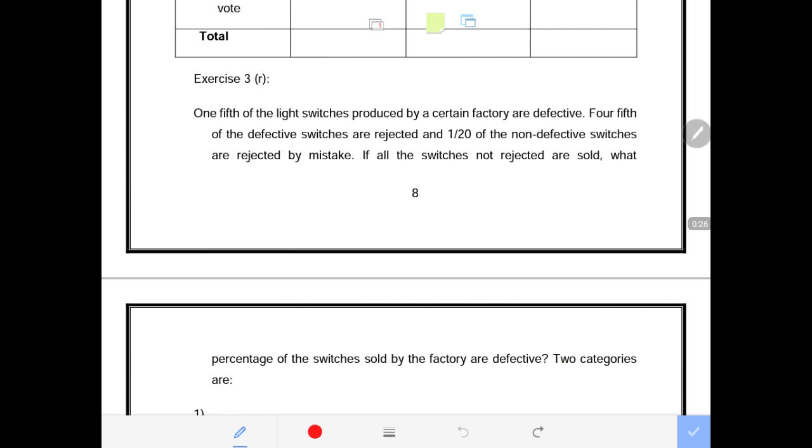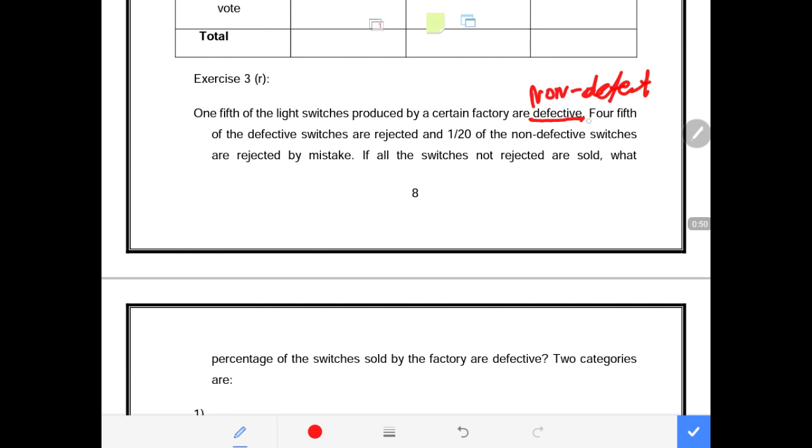It says 1/5 of the light switches produced by a certain factory are defective. So if there are those that are defective, meaning they have a production problem, then there will be those that are non-defective. This is something to take into account of the category.